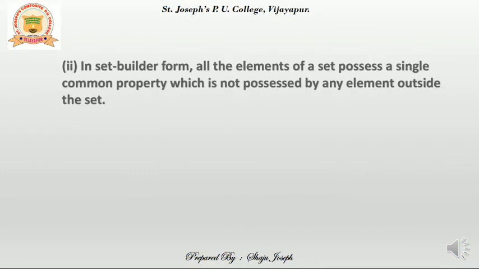Coming to the second form, that is set builder form. All the elements of a set possess a single common property, which is not possessed by any element outside the set. That is called as set builder form. In other words, we write them as their properties and not the elements themselves.